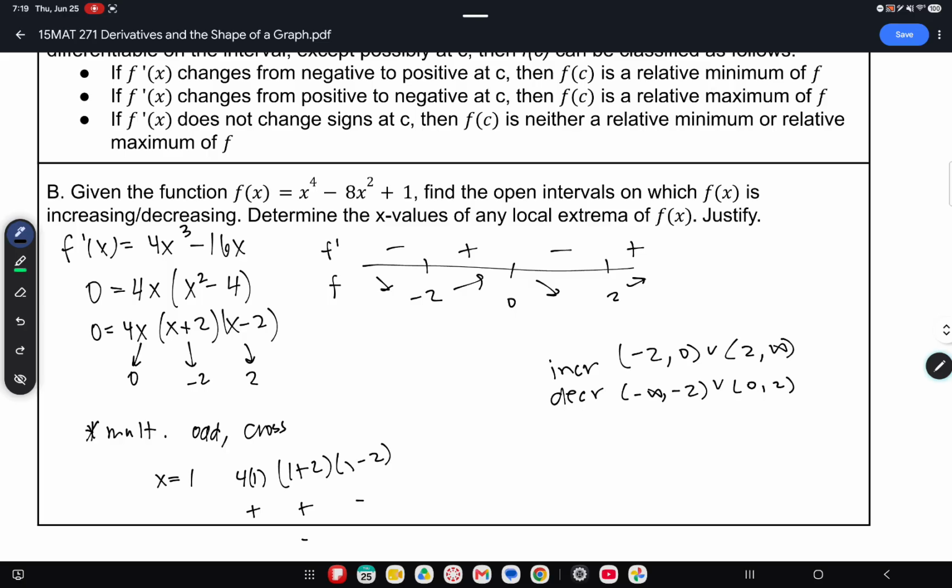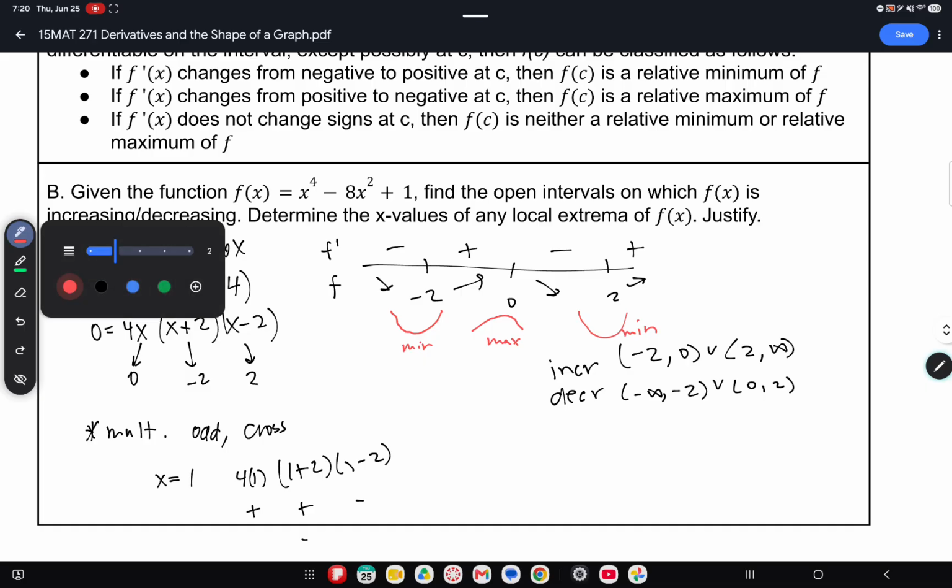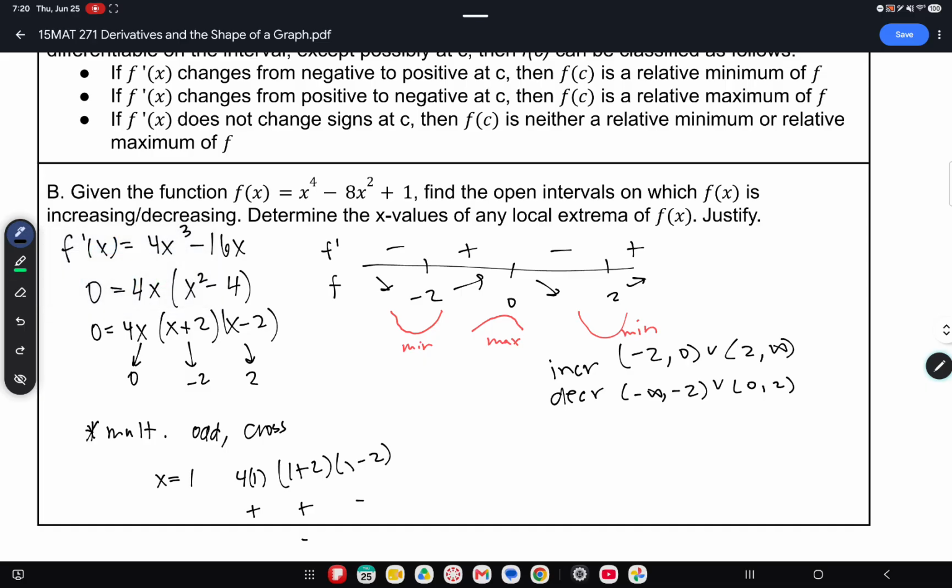And then I have sign changes here. So I'm changing shape and graph. So if I'm changing from decreasing to increasing, I have a minimum. I kind of follow the shape. And if I'm changing from increasing to decreasing, I have a maximum. And then if I'm changing from decreasing to increasing, I have another minimum. So it says determine the x values of any local extrema. So maximum at x equals 0 and minimums at x equals negative 2 and positive 2. Right?